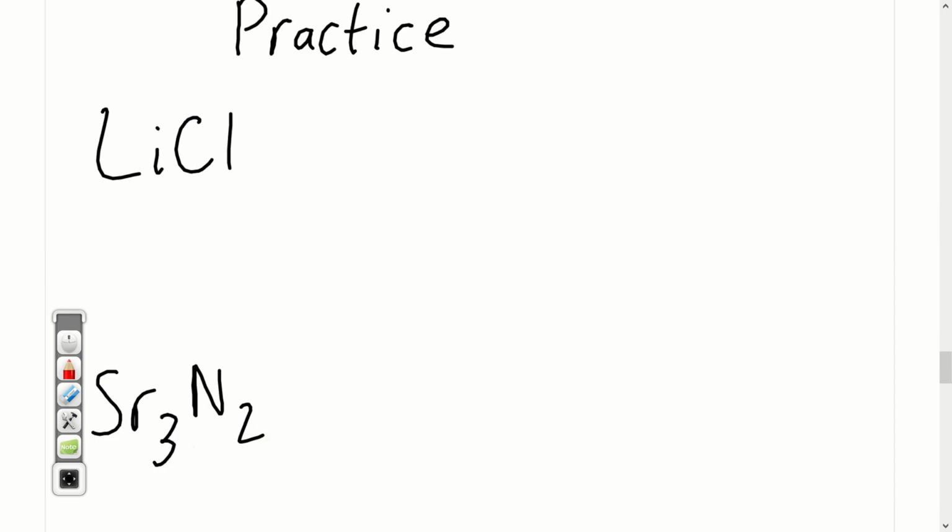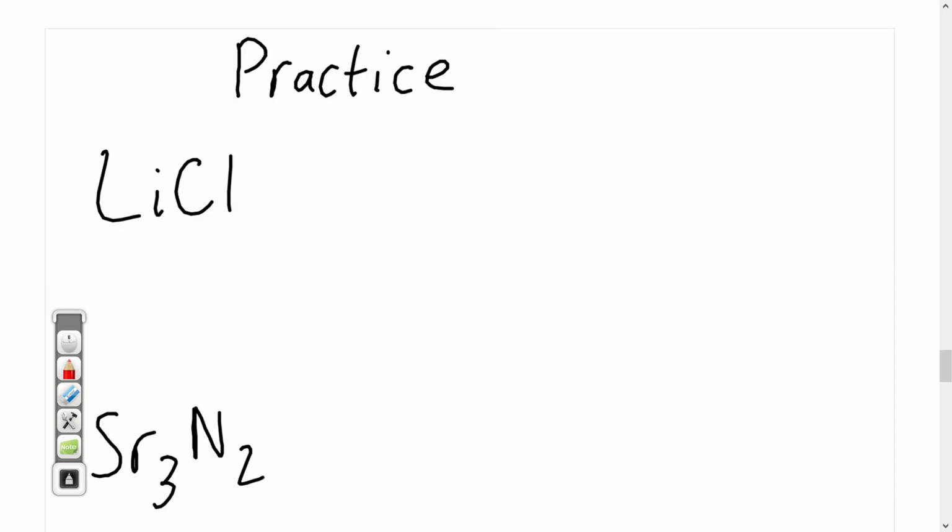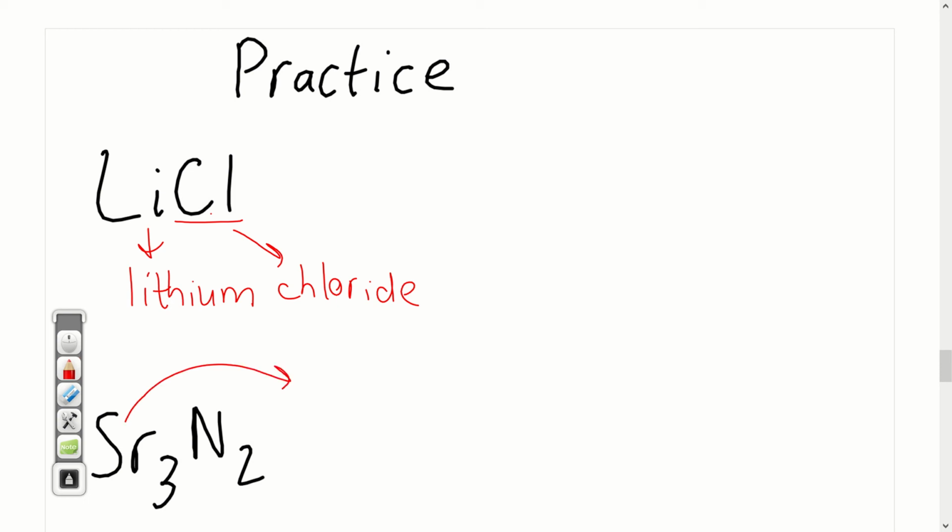Okay? What about these two? See, that's why there's not much to really say. What's Li? Li is lithium. It's a metal, so it just keeps its name. Lithium. Cl is chlorine, so I'm going to change that to chloride. So the answer is lithium chloride. This one down here, Sr, is called strontium. It's a metal, so it keeps its name. Then nitrogen. Nitrogen is going to become nitride. Not nitrogenide, nitride. Okay? We don't worry about the numbers. We're not going to add a prefix or anything like that. It's just called strontium nitride.